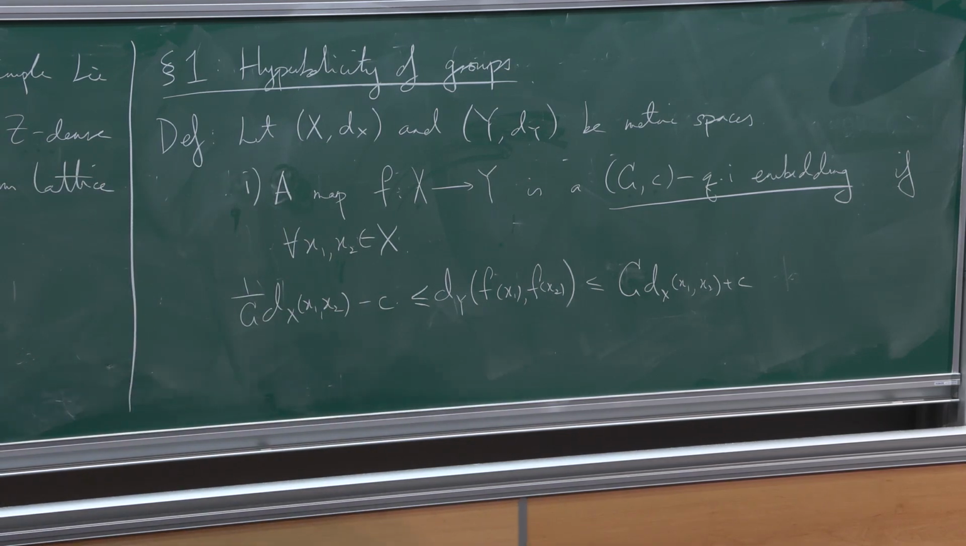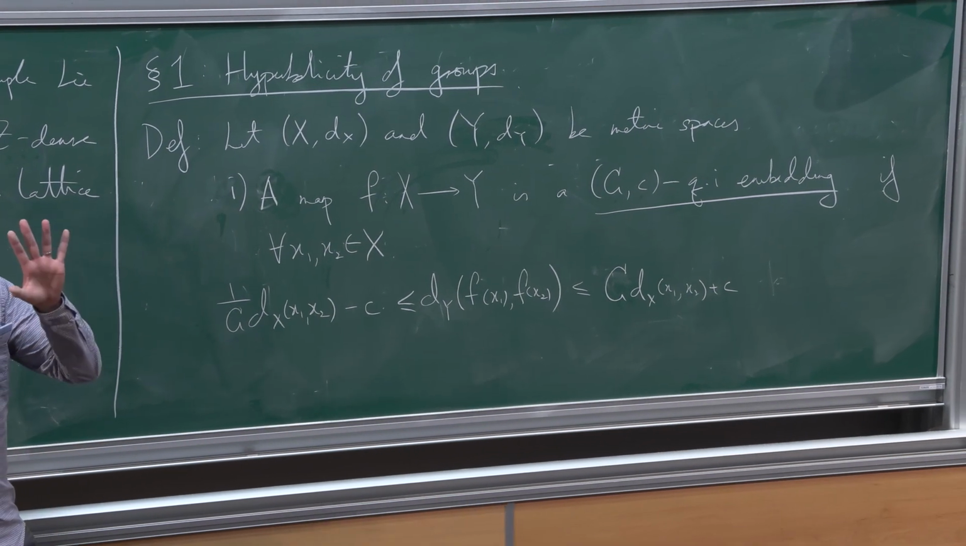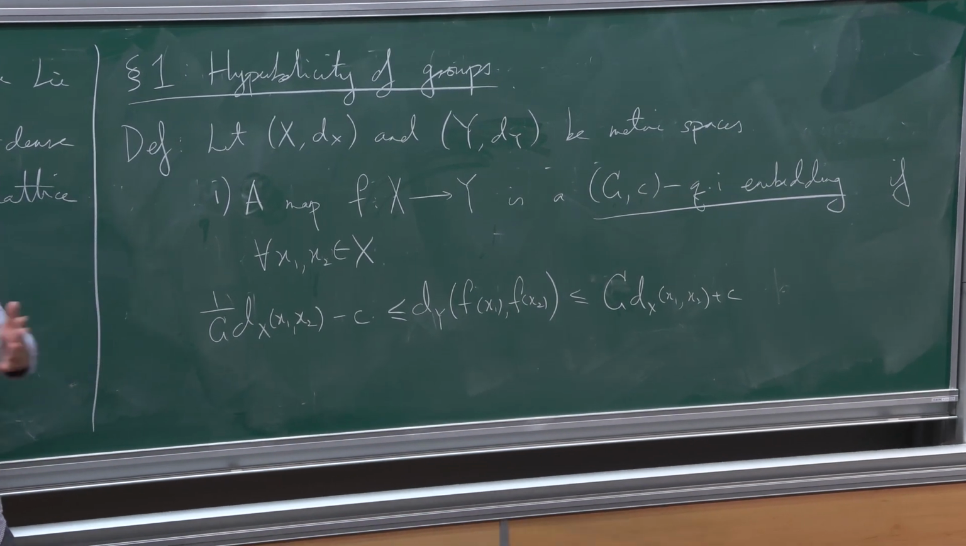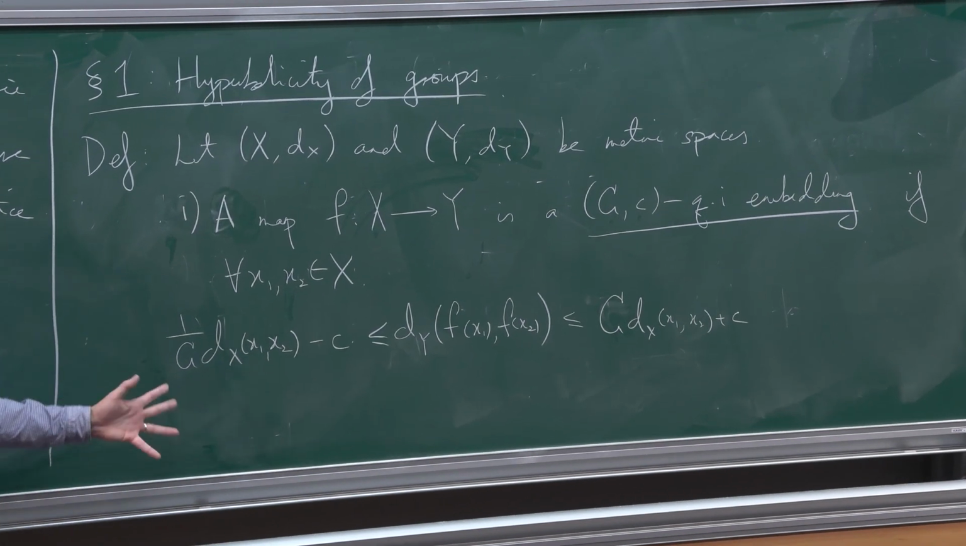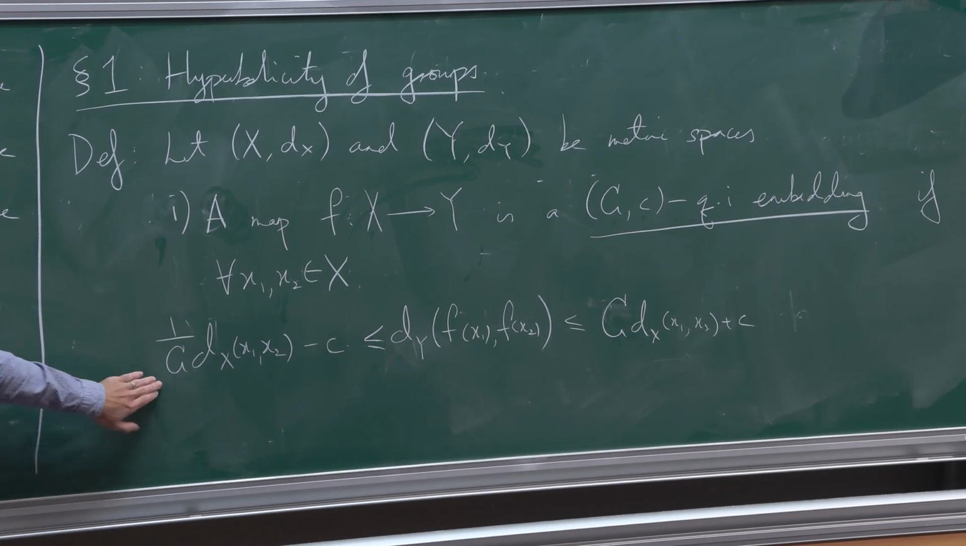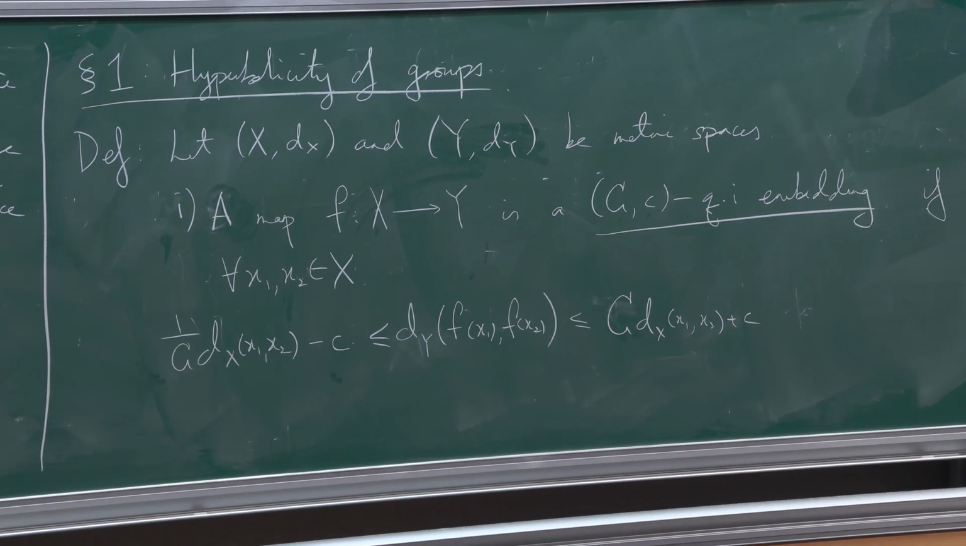Intuitively you can just think of this as, if you stand really, really far away and you look at this map, it sort of looks like an isometry, up to these uniform multiplicative and additive constants.